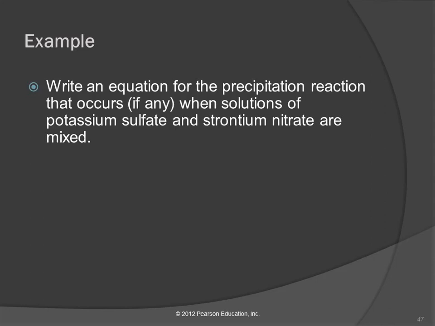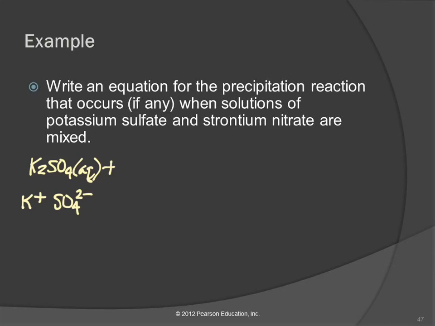There's another one. Potassium sulfate and strontium nitrate. What's the formula for potassium ion? K plus. And what's sulfate? SO4 2 minus. So when we put those together, we get K2SO4. State symbol is aqueous.